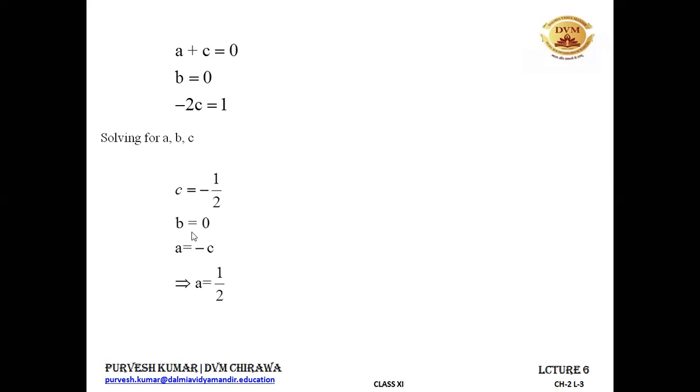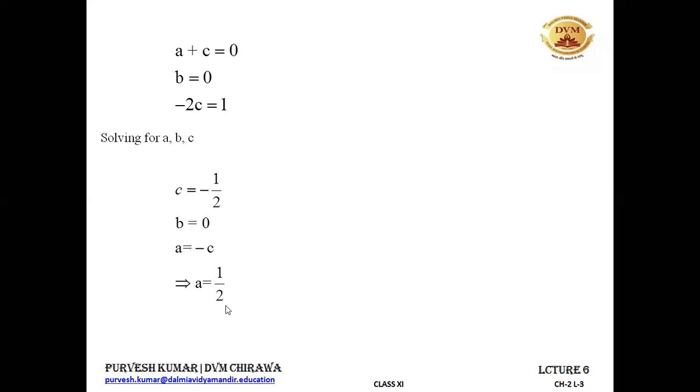B equal to 0. I have written B equal to 0. And from this equation A plus C, I can write A equal to minus C. When it goes towards the right hand side, A becomes equal to minus C, and the value of C was minus half. So minus of minus half will become plus half. So A is equal to half.